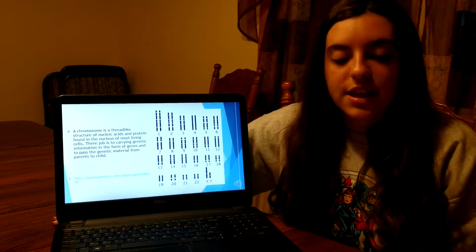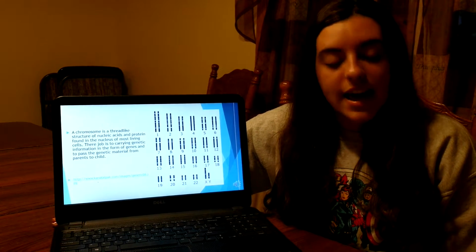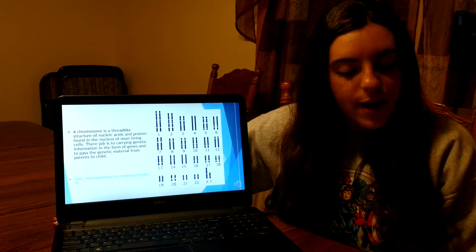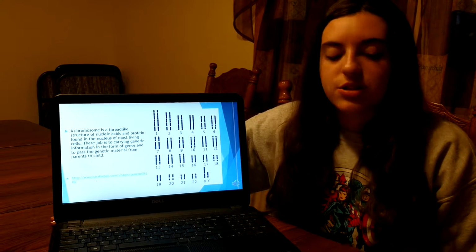A chromosome is a thread-like structure of nucleic acids and proteins. Their job is to carry genetic information and then pass that genetic material from the parent to the child.